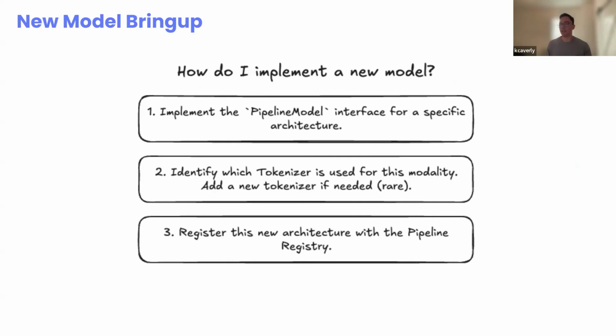The second piece is we actually need to identify which tokenizer is used for this. And this tokenizer, importantly, is on a modality-specific basis. So we're going to have one pipeline model for each individual architecture, but we have two tokenizers, and I'll talk to them. One's for text and one's for text and vision. And most of the time you do not have to implement a new tokenizer.